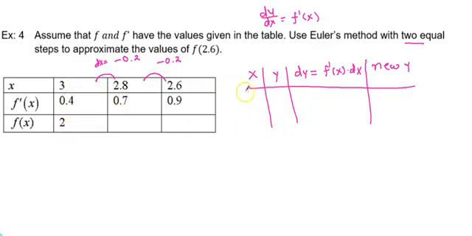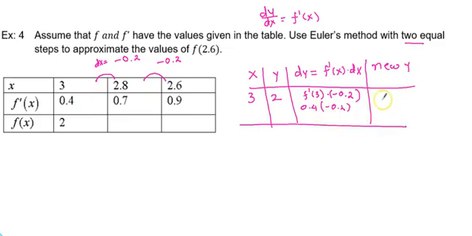Your first value is 3 and 2. f prime of 3 times negative 0.2. For f prime of 3, you have to read that number in the table; it is 0.4. So 0.4 times negative 0.2, and you can evaluate that number. This will be negative 0.08, and the new y is 2 minus 0.08, and that number comes out to 1.92.